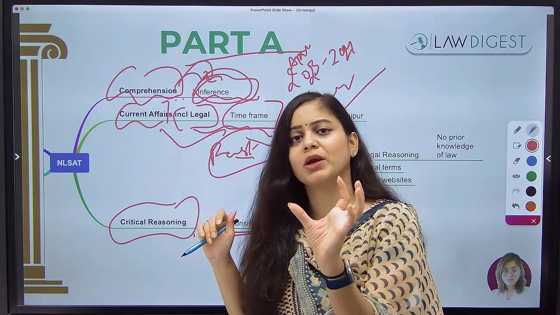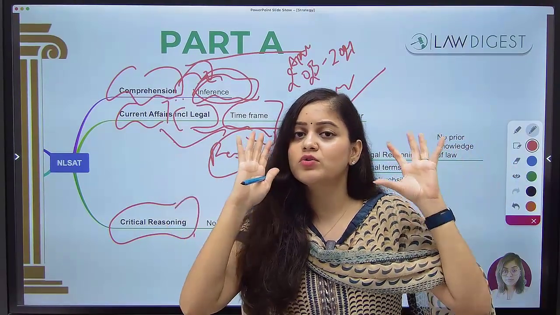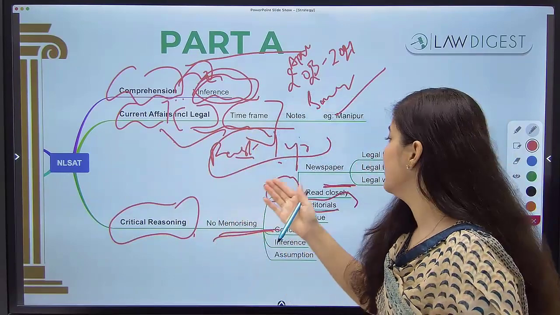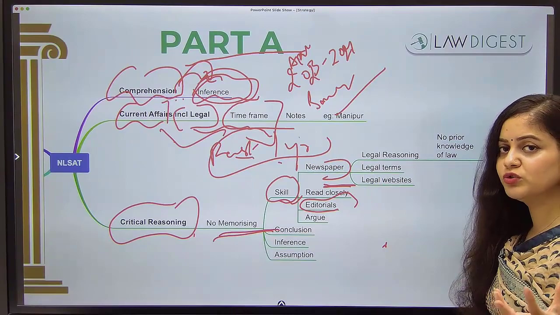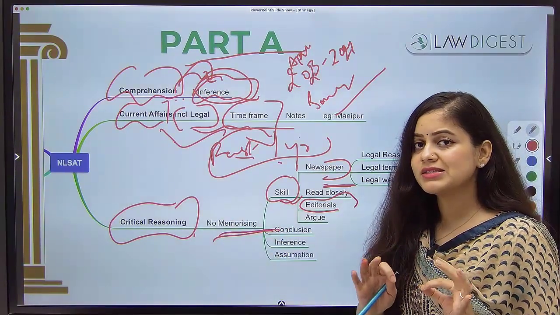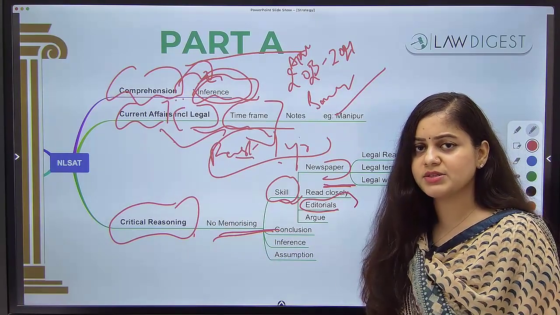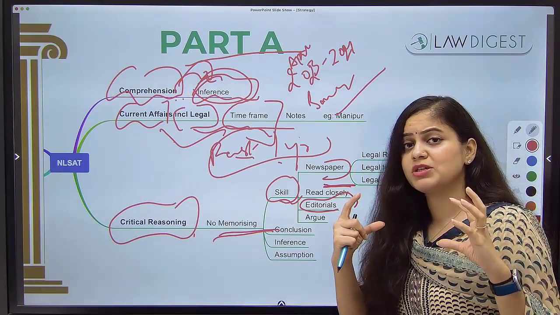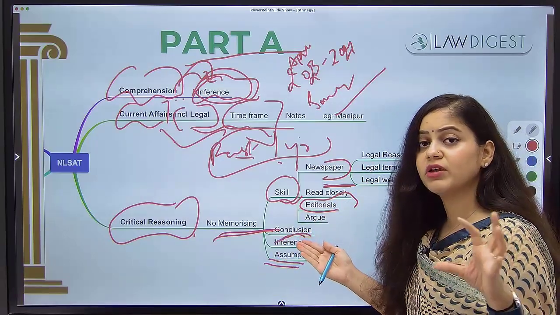If there is one particular topic, can I be in favor of it or can I be against it? Try to think from both angles. Then when you are reading the newspaper, it is important to understand what the author is trying to say, what he is trying to infer, what argument he is making, whether there is any assumption based on which this argument is coming up, and whether there is any conclusion that we can draw from this.